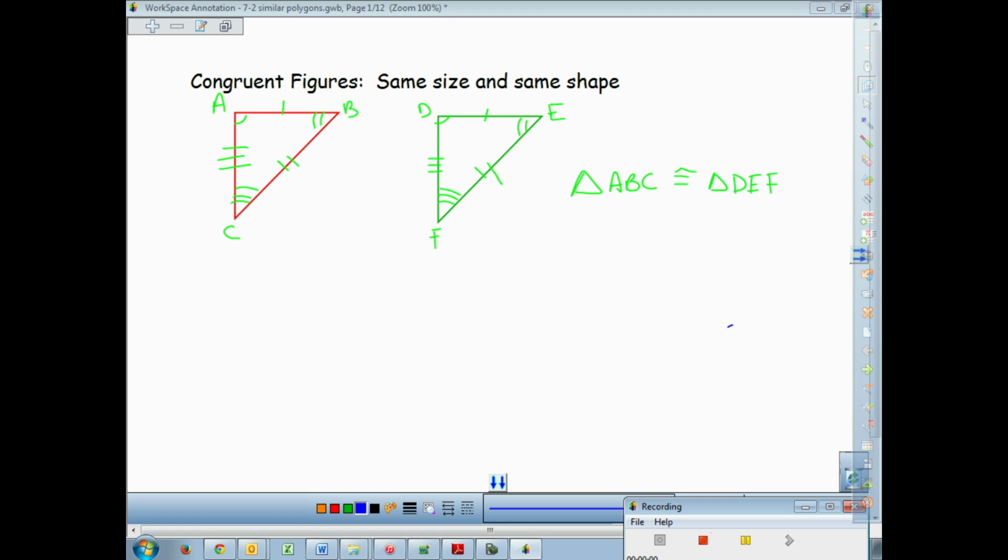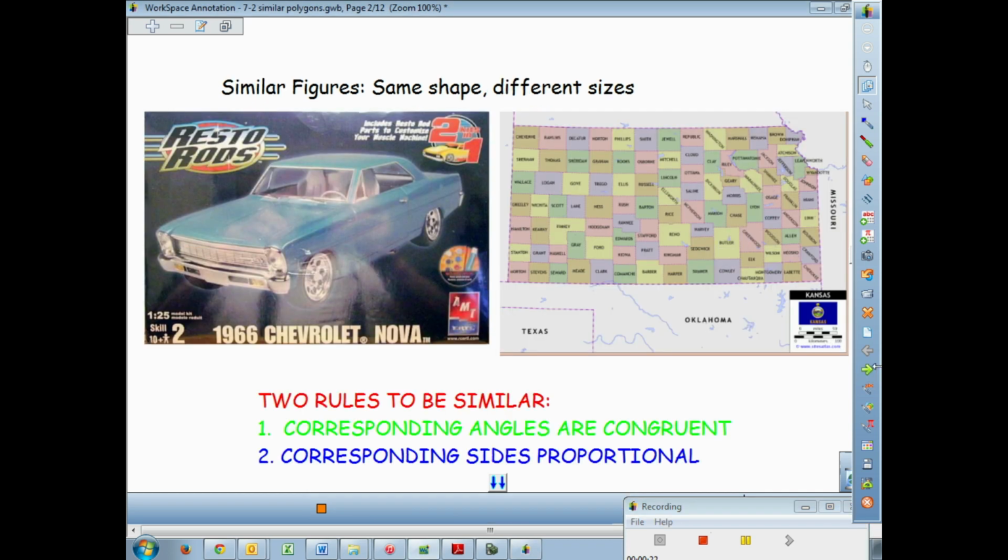There are lots of things in this world that are similar to each other. In our own words, they'd be the same shape, but different sizes, right? Similar figures are the same shape, but different sizes. Here's some examples, like a model car. This right here is a model car of a 1966 Chevy Nova. It is the same shape as a 1966 Chevy Nova, but it is not the same size. Wouldn't that be ridiculous for it to be the same size as a 1966 Chevy Nova?